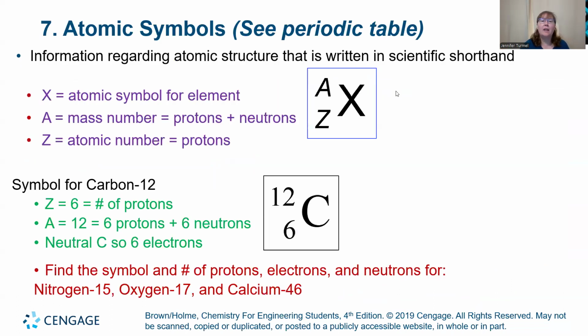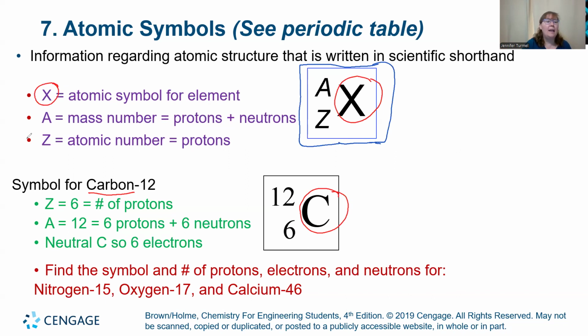So here we have a couple of things. So now let's take a look at our atomic symbols. We're going to be writing our atomic symbols in this form right here. Let's take a look at what goes with what. First of all, we have our X value here, and that is the atomic symbol for the element. So in carbon 12, that symbol is a C.